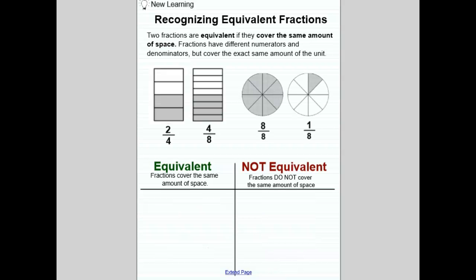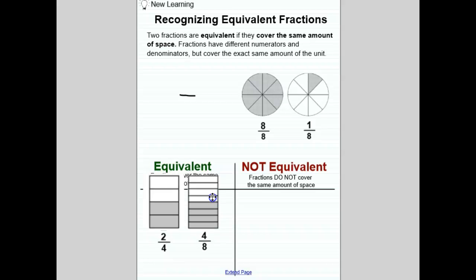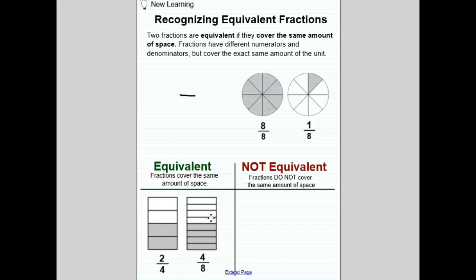Okay, so as you know, the unit can change. So for this unit, which is a rectangle, are 2/4 and 4/8 equivalent? They are equivalent. Look, third graders, they cover the exact same amount of space on the unit. If I could draw a line, I'm going to, look, they take up the exact same amount of space. That's perfect. They are equivalent. Which column would I put them in? The equivalent column, because they cover the same amount of space, so they are equivalent fractions.